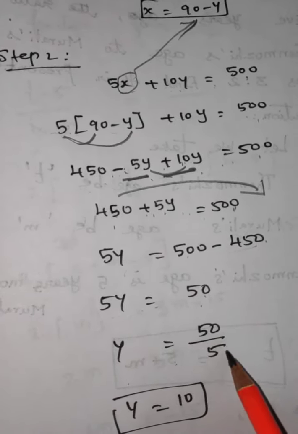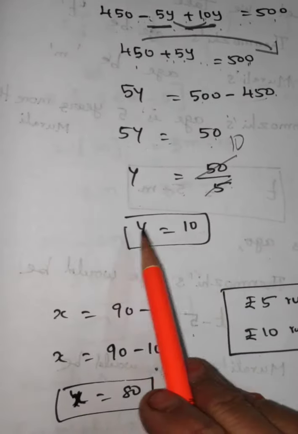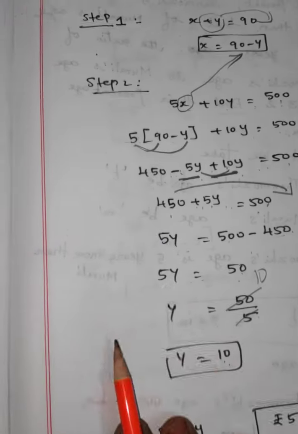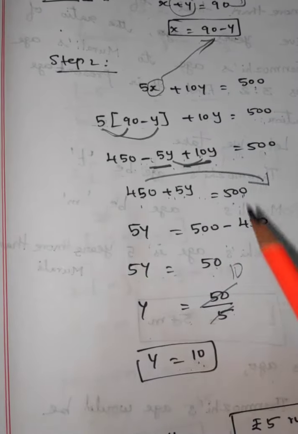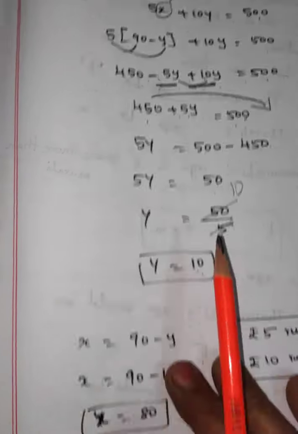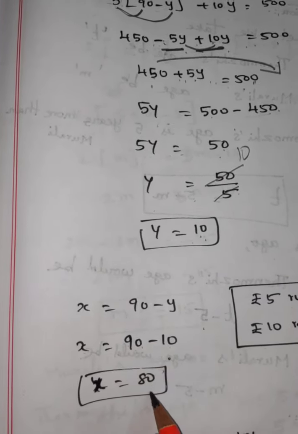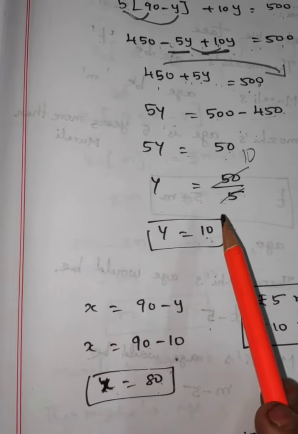y equal to 50 by 5. 1 5 is 5, 10 5 are 50. Now the y value equal to 10. This value you want to substitute here, in x equal to 90 minus y. Substitute y value equal to 10: x equal to 90 minus 10, 90 minus 10 equal to 80. Now x equal to 80, y equal to 10 rupees.